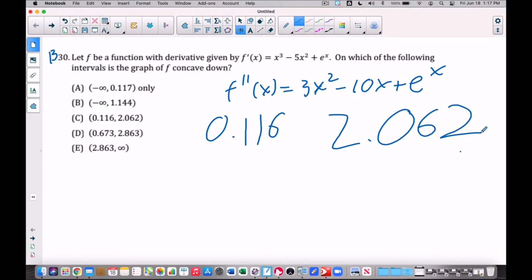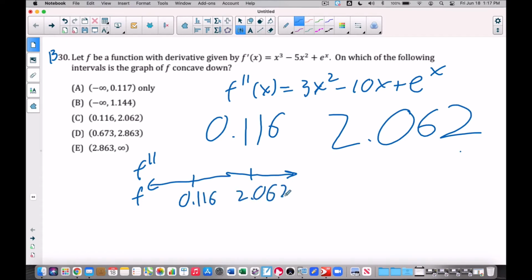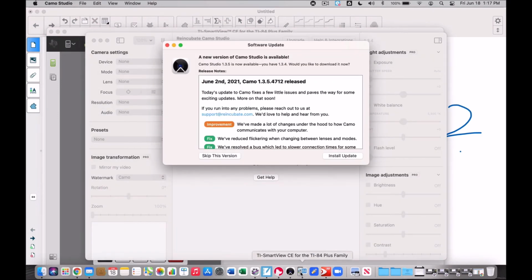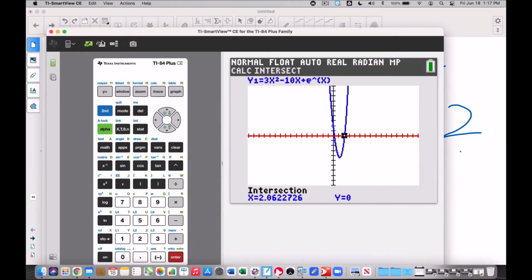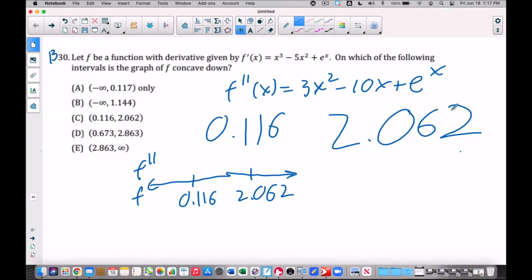So now, let's do our number line analysis. So we write f double prime on the top, f on the bottom, number line, and the 2 points are 0.116 and 2.062. So let's look at it. So we have to do positive, negative. So before the point 0.116, which is right here, f double prime is positive, then it'll turn negative, then it'll turn positive. So let's just do that.